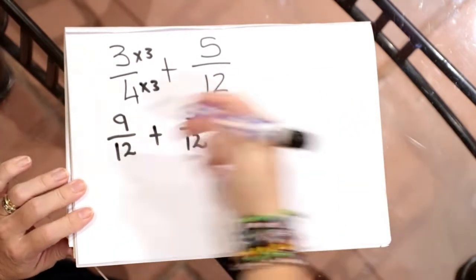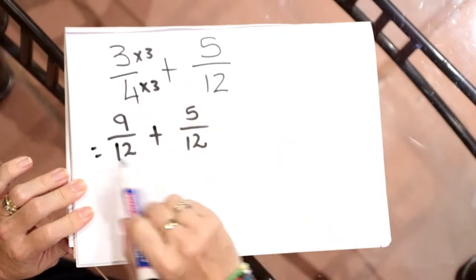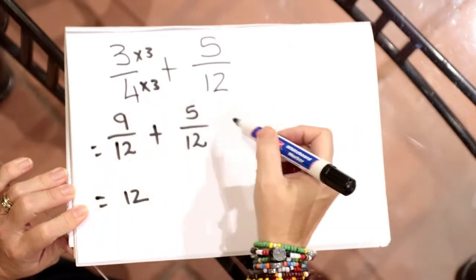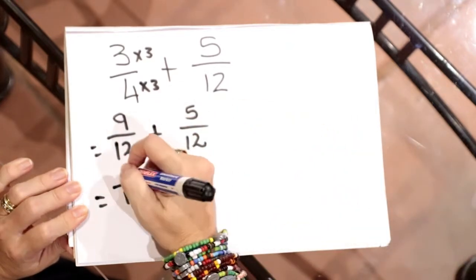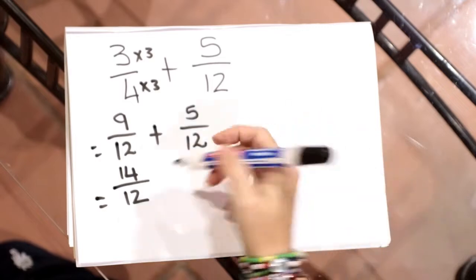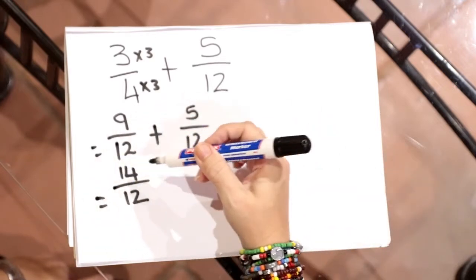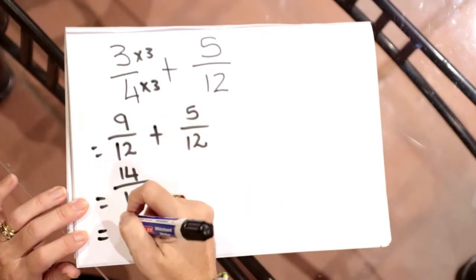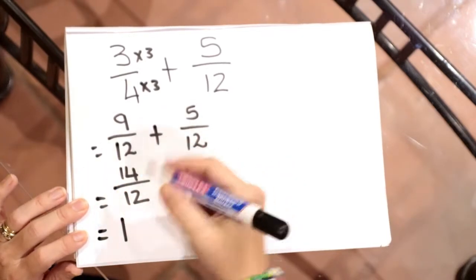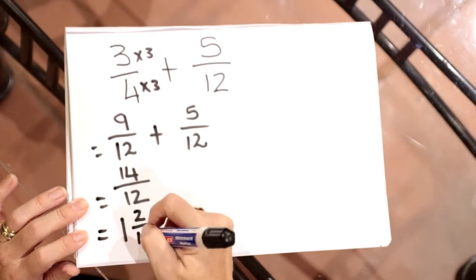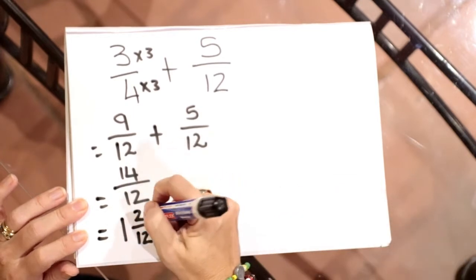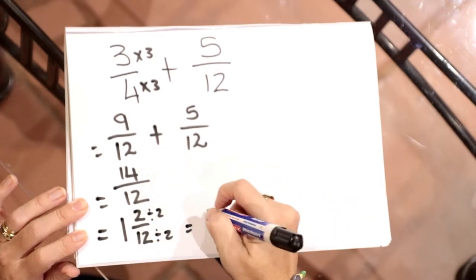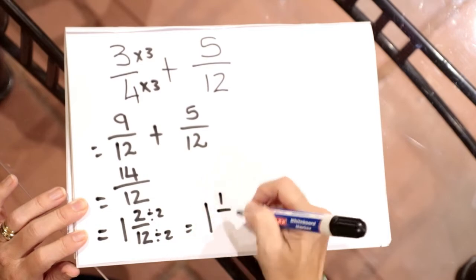Okay. Now, like we said in the previous examples, we do not add our denominators. So our denominator stays the same. 9 plus 5 is 14. I can't leave it as 14, because it's an improper fraction. So I have to change it to 1, because there's 1 twelve in 14, and what's left over is 2 over 12. Again, I can't leave 2 over 12 because it's not in simplest form. So my final answer will be 1 and 1 over 6.